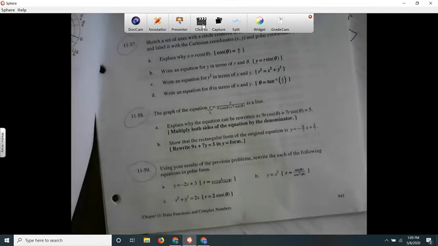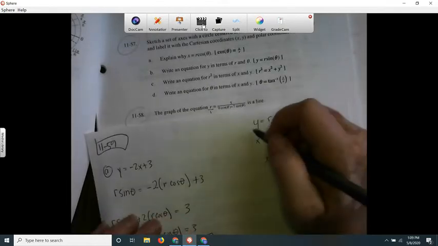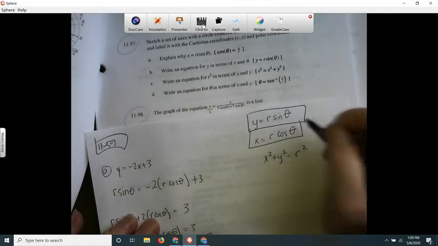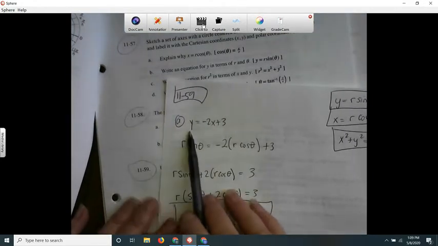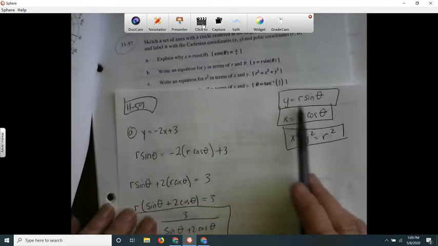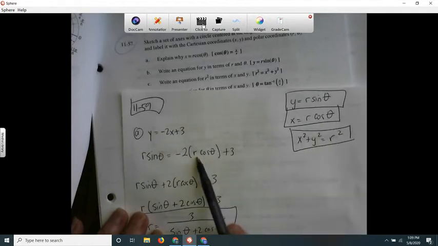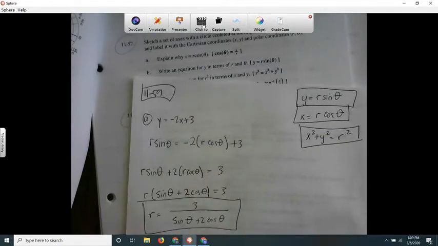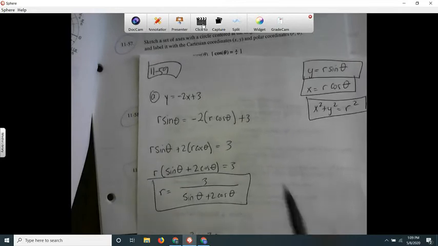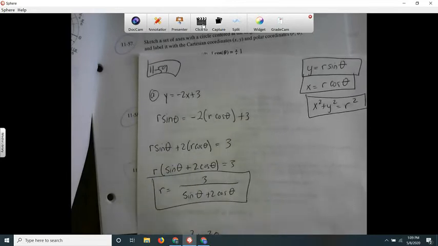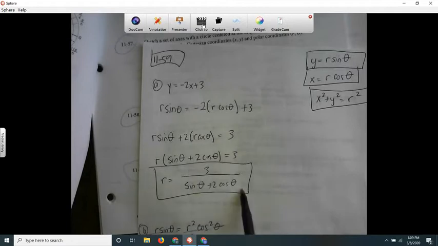It says, using your results from the previous problem, rewrite each of the following equations in polar form. So you just plug in these, just do like a substitution. So like on this one, since it says y, I know that y is equal to r sine theta, and this x is equal to r cosine theta. And then you can just do a little bit of algebra to it. So bring that over to the other side and solve it for r, and you get that.